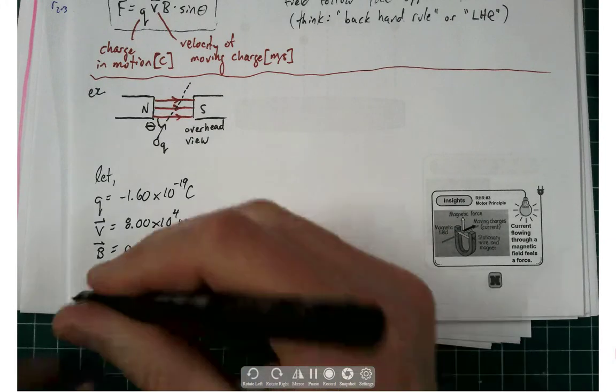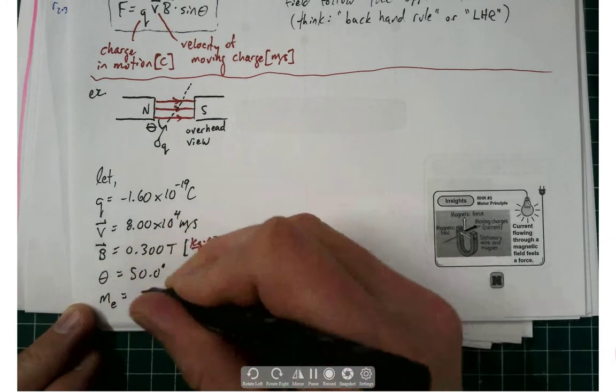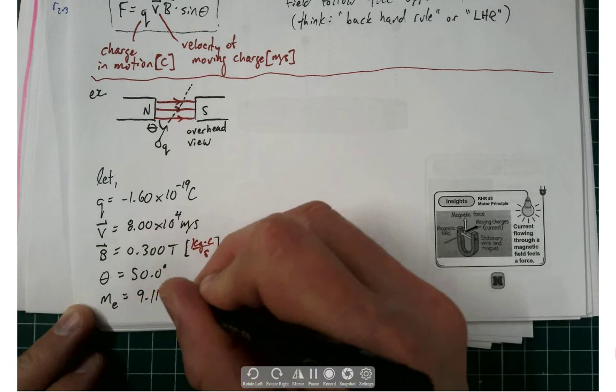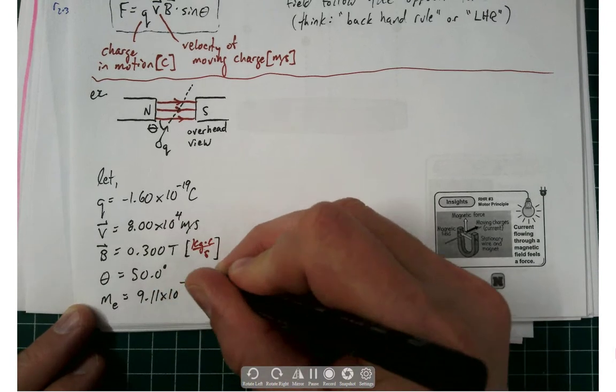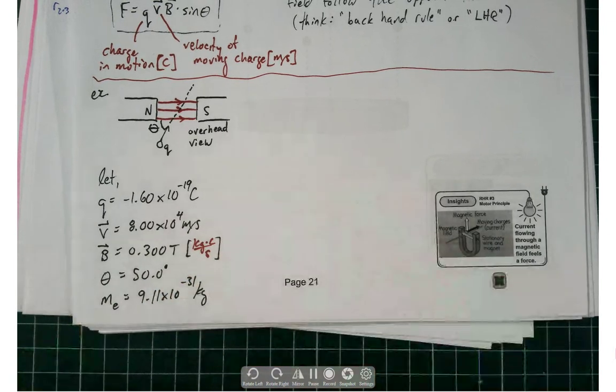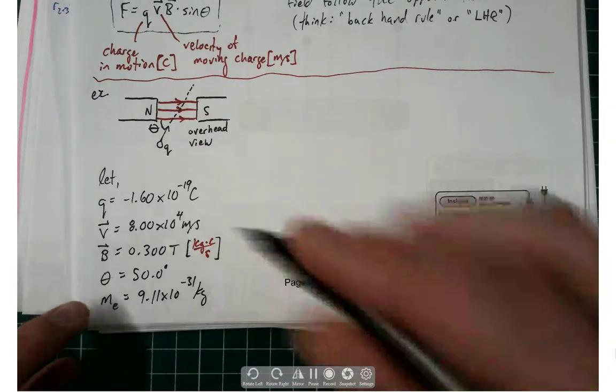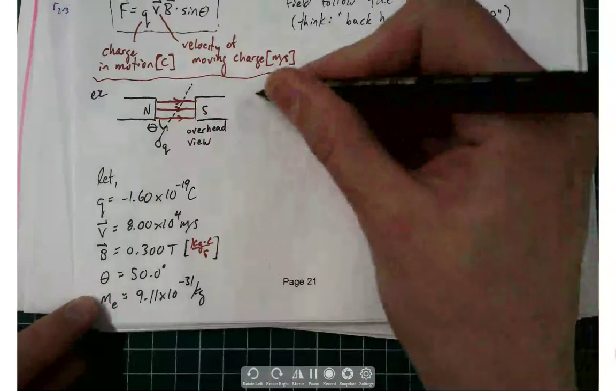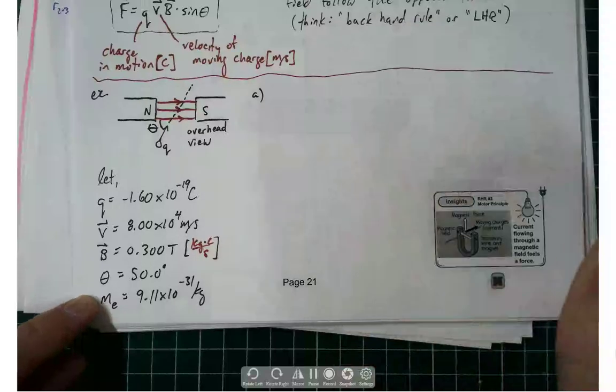And the mass of an electron, I looked it up, 9.11 times 10 to the power of, and it's a tiny one, negative 31 kilograms. Okay? So boy, that's maybe an intimidating list of values, things that you don't necessarily have to have memorized. But here's the question, finally. Find the force acting on the flying electron.